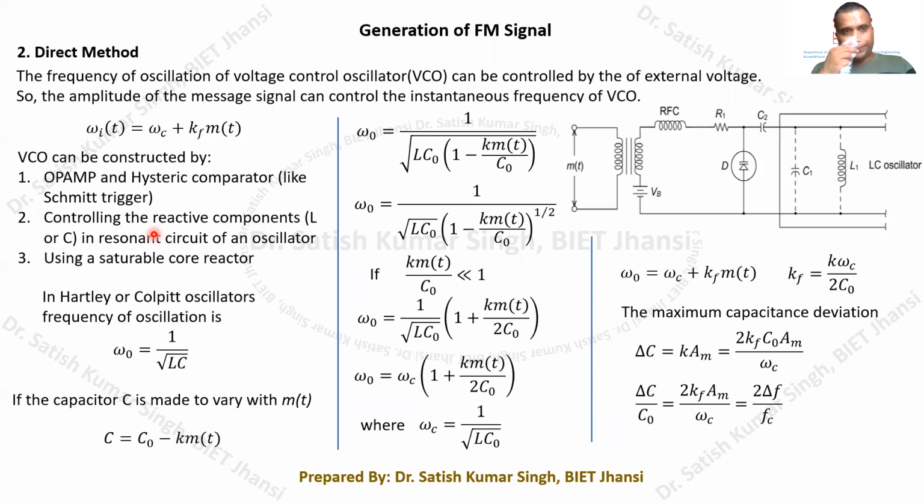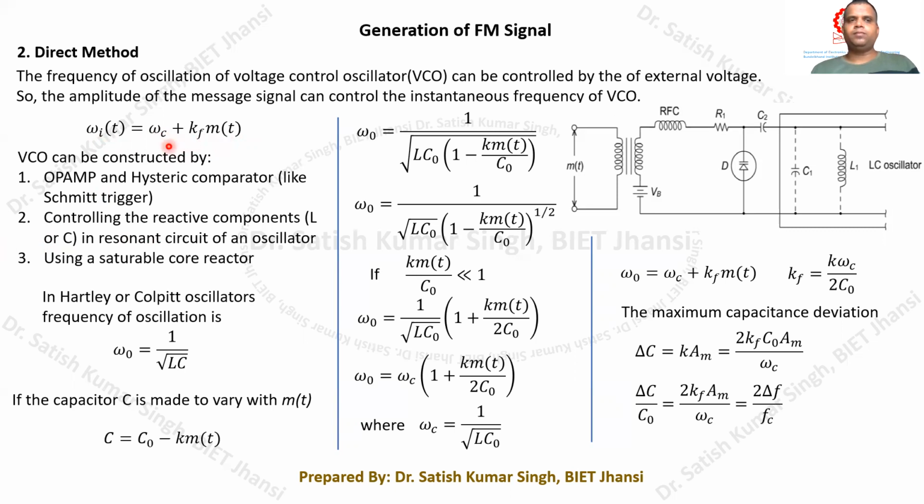First of all, when we talk about the voltage controlled oscillator, what we have to do is make the instantaneous frequency of the oscillator vary with respect to the message signal m(t). Let us suppose we are able to make the instantaneous frequency of the voltage controlled oscillator given as omega_c plus k_f multiplied with m(t).